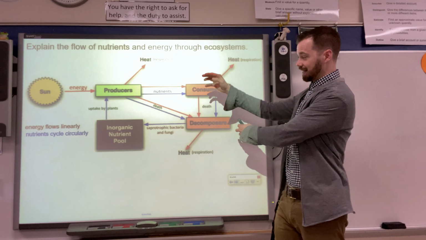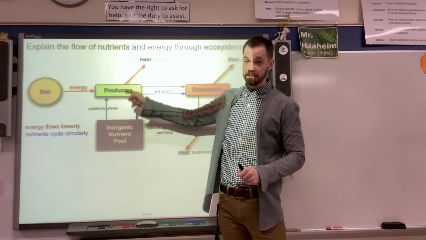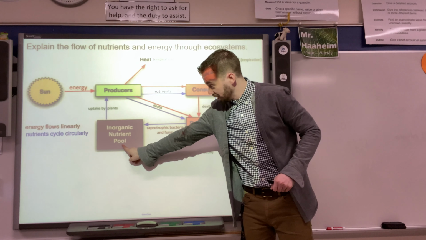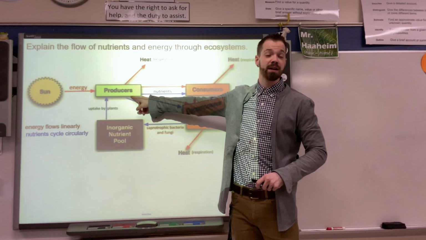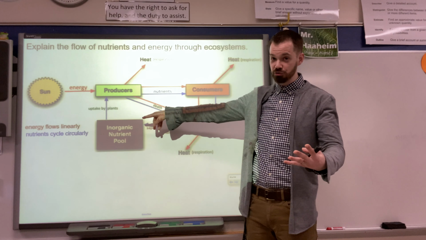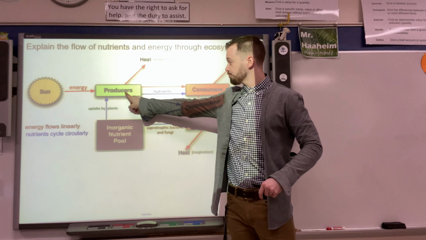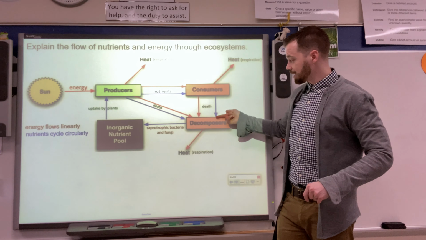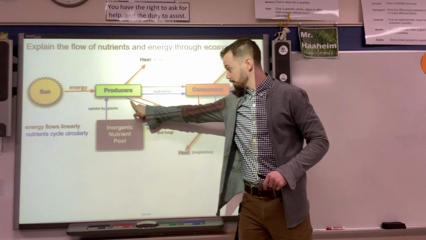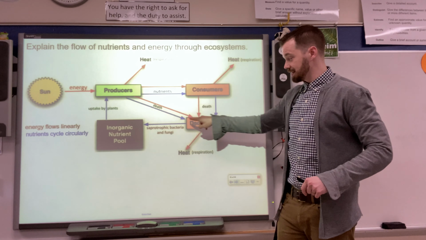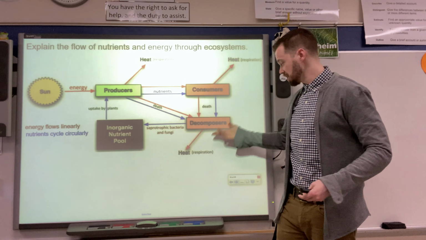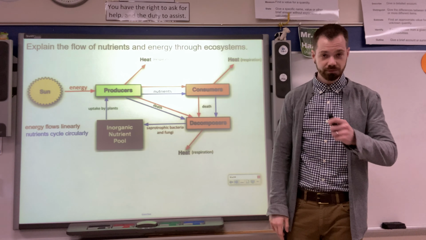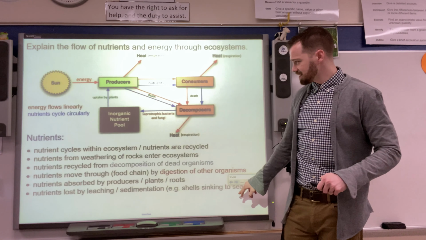Nutrients work in a fundamentally different way. Nutrients do not come from the sun, but rather cycle around and around, beginning at our inorganic nutrient pool, where plants can uptake those inorganic nutrients to produce organic nutrients, like sugar. Those nutrients then pass to consumers. Consumers will then pass those nutrients to decomposers if they die. Same thing with producers. And the decomposers and saprotrophic bacteria will put those nutrients back into the inorganic nutrient pool.